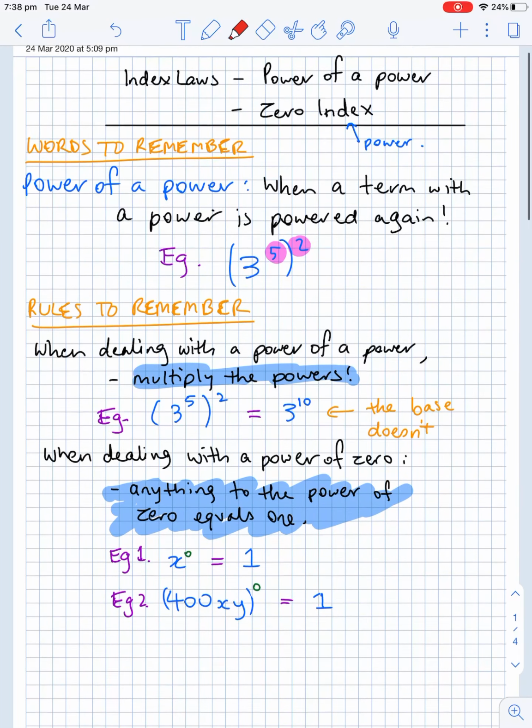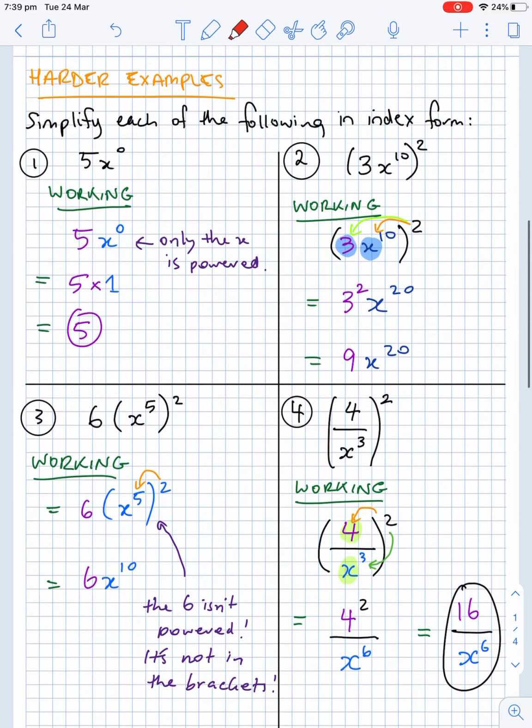Now, that may seem pretty basic, but there are some harder examples that I want us to decipher. Okay, so first up is this one: 5 times x to the power of 0. Here, I think to myself, well, my power of 0 only affects this x. Notice this 5 is not powered to the 0. This 5 could have a power of 1. So it's only the x that's powered to 0, so therefore only the x changes to a 1. The 5 stays, the 5's next to it, so it's multiplying. So 5 times 1 equals 5, final answer.